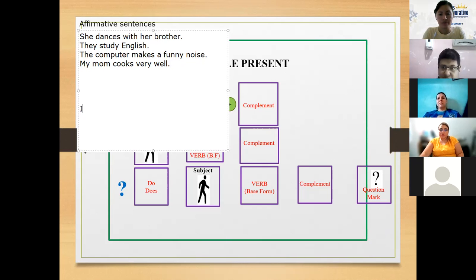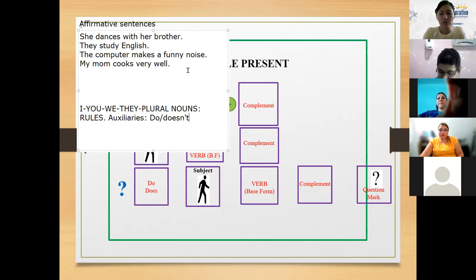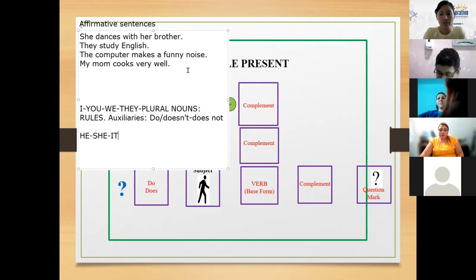I, you, we, they, en plural nouns. Ocupamos rules, ¿ok? Y también ocupamos los siguientes auxiliares. Auxiliaries, we use do para preguntas y usamos doesn't para negativas o en su defecto la forma completa does not. Para he, she, it, and singular nouns.